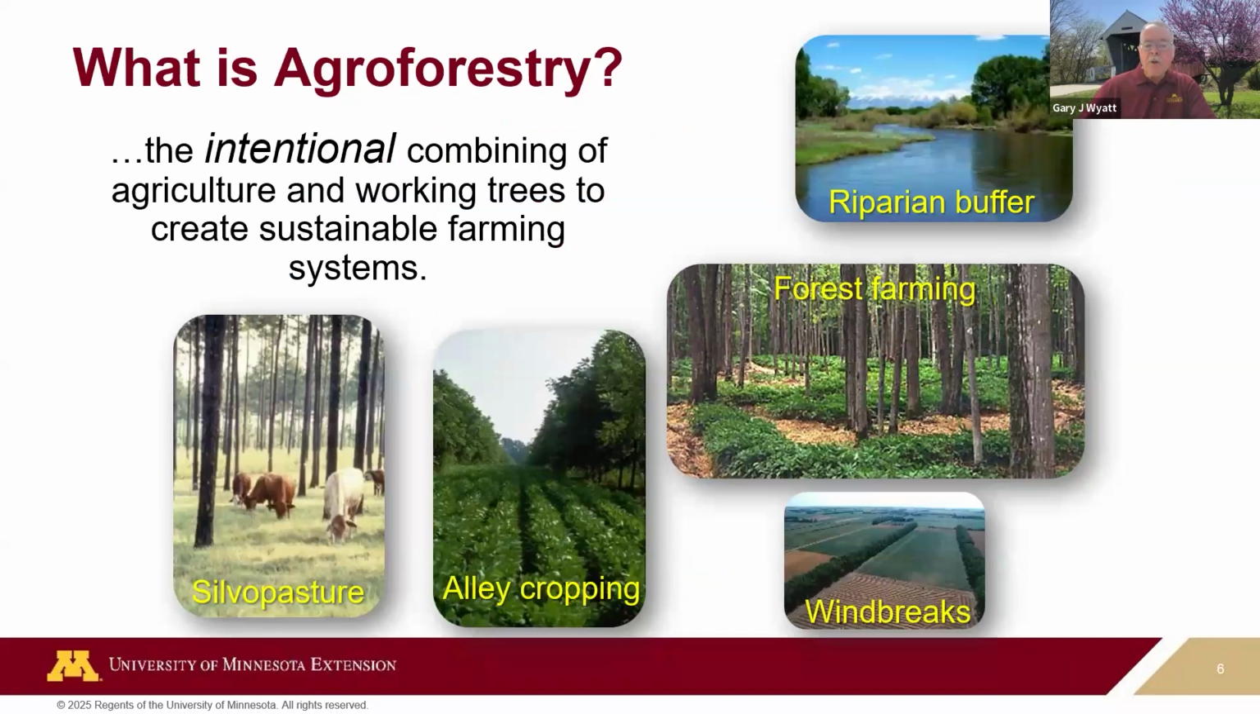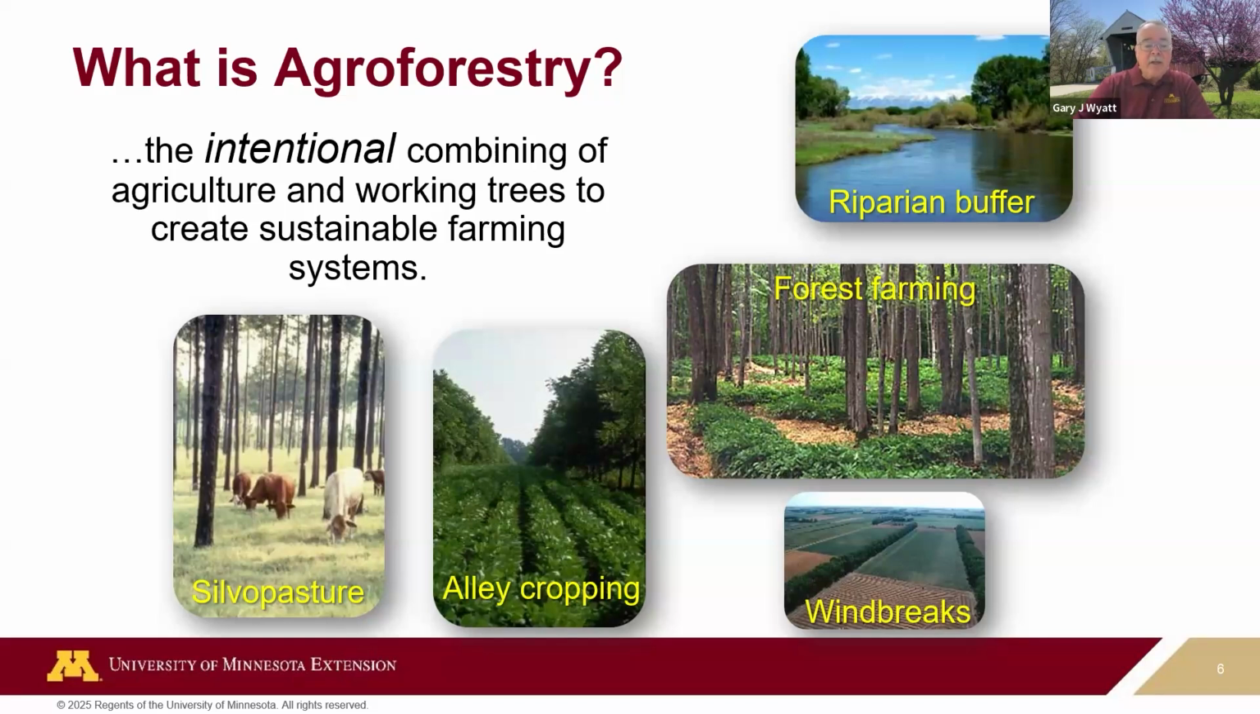So, the five agroforestry practices: the intentional combining of agriculture and working trees to create sustainable farming systems. Silvopasture is grazing livestock under a forest system, or like I've done in St. James, Minnesota, where I live, on a 10-acre demonstration farm, if you will. I've planted chestnut trees on an open pasture. So that's silvopasture as well, as you're managing three resources: livestock, the understory, and then trees.